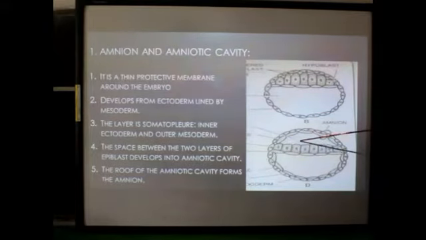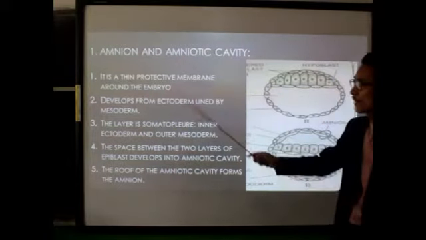So a cavity will be created in between the two layers of epiblast cells, and this particular cavity is called the amniotic cavity. Clear? And the roof of the amniotic cavity, which goes with the ectoderm, is called the amnion. Now we are going to learn about these structures, the amnion and the amniotic cavity. Clear? So let's see what the amnion is, what the amniotic cavity is, and what their functions are.